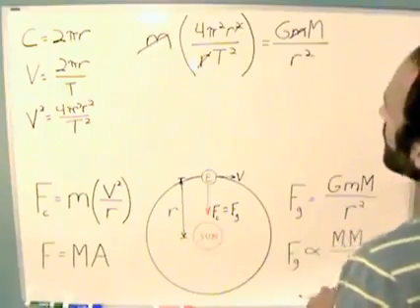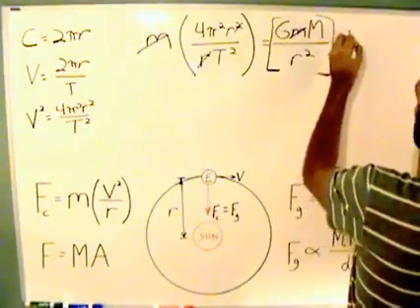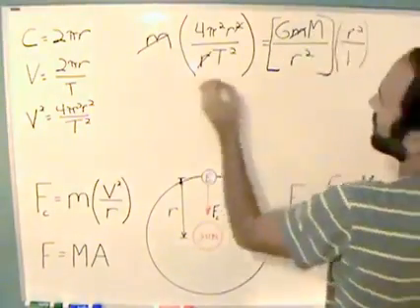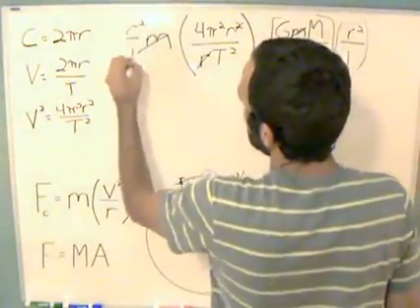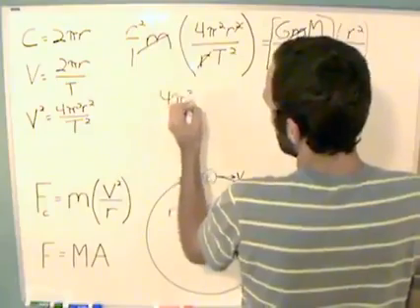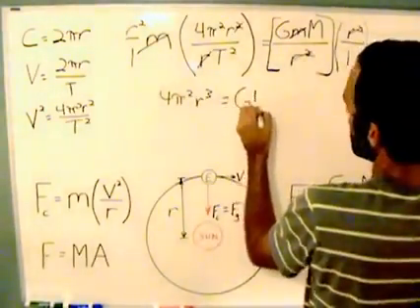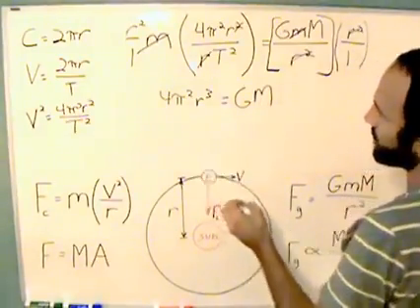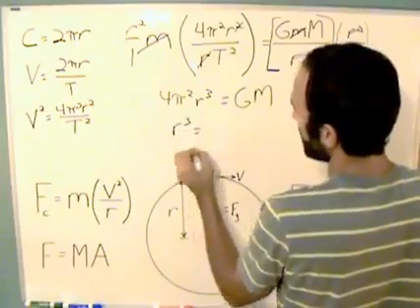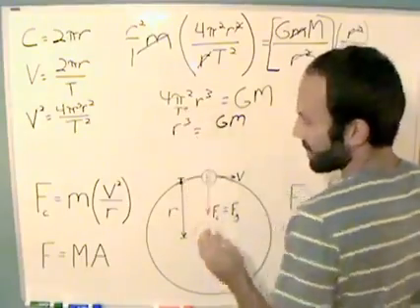So to get r by itself, we multiply this side times r squared over 1, and this side times r squared over 1. And that gives us 4 pi squared r cubed equals, cancels on this side, G times big M. And then we want to get r by itself over here, so we just divide by 4 pi squared. I'm not going to actually show the steps, but I'll just say r cubed equals GM, no, that's T cubed. And let me just write this out.